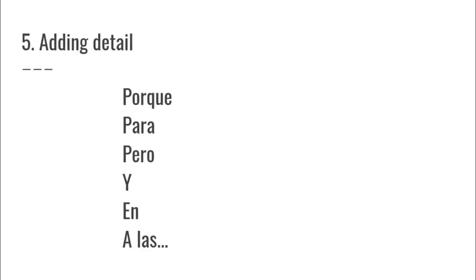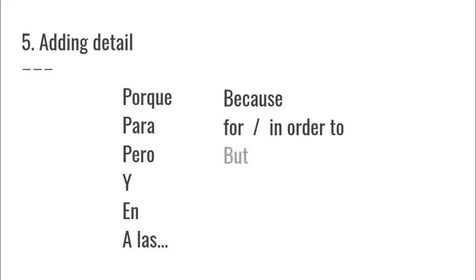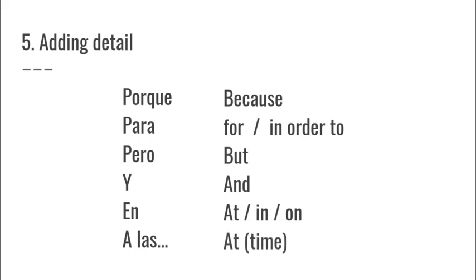Okay, the last thing you might want to do in your sentences is add a little bit of extra detail to the end. So some of the things we've learned is porque, because, para, it's like for or in order to, pero, but, y, and, en could either mean at or in or on. So like en la playa, on the beach, or en Brazil, in Brazil. Okay, and then a las or a la, we learned for at whatever time, right? A las 3 de la tarde. Okay, so let's do some practice with that.